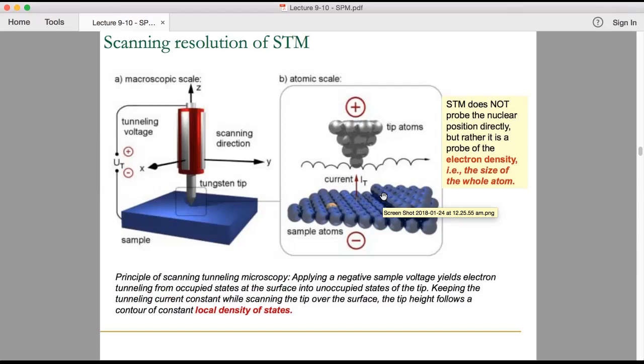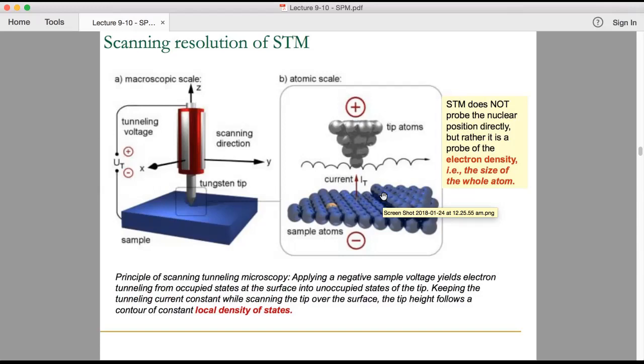Principle of scanning tunneling microscope: applying a negative sample voltage yields electron tunneling from occupied states at the surface into unoccupied states of the tip. So you lower the tip Fermi energy level by creating a space there. You let the tunneling electrons go from the sample to the tip and occupy there. So that creates a tunneling current.